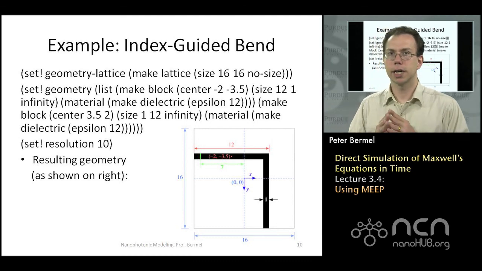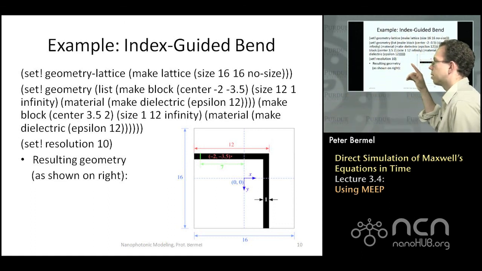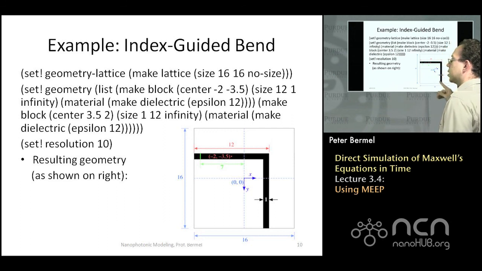So from a ray optics perspective, it's very easy to predict that this is going to have some losses. But nonetheless, we're going to try to create a structure that looks like this. And you see here, of course, we had to expand the size in the Y direction as a result, so that we have enough room for this to fully bend.